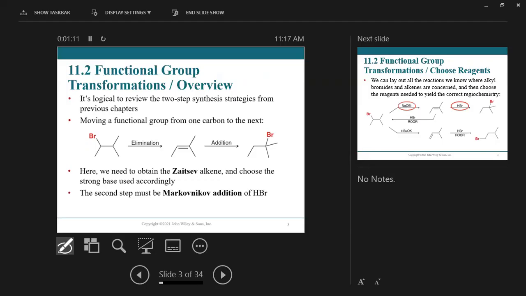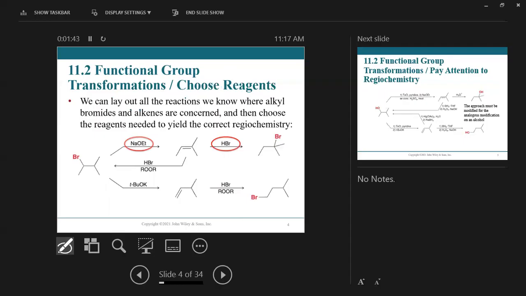It says moving a functional group from one carbon to the next. So here we have an elimination. Eliminate that with some base. And it's gone. And then we have the addition. So here we need to obtain the Zaitsev alkene and choose a strong base accordingly. And then the second step must be the Markovnikov addition. So here they're showing us what base.